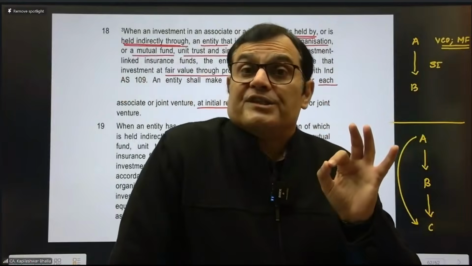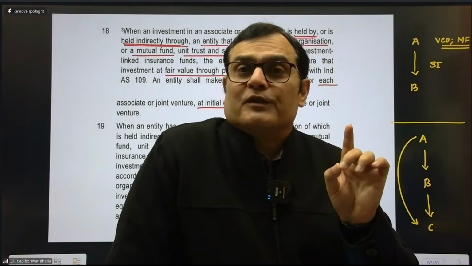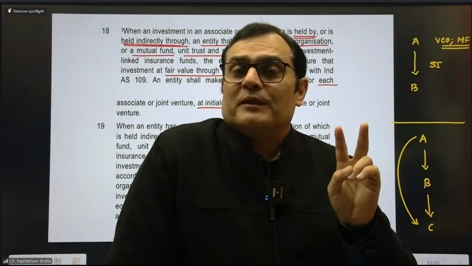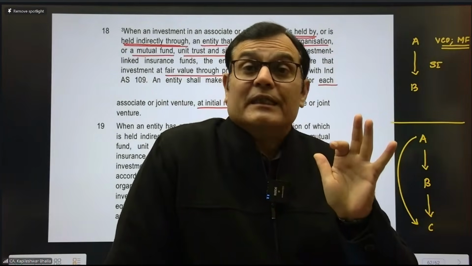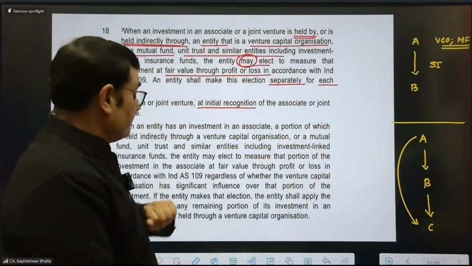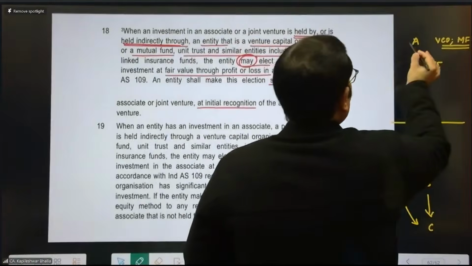So A gets a choice. We tell A that you want to apply the equity method of consolidation, or you want to apply FVTPL in accordance with 109, your choice. It's a choice. It's not a mandate. It says it may elect. So in this particular case, we can say that A will get a choice.